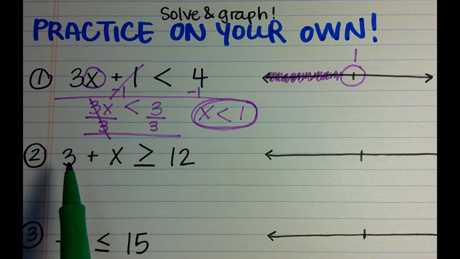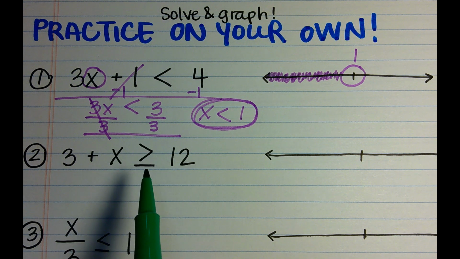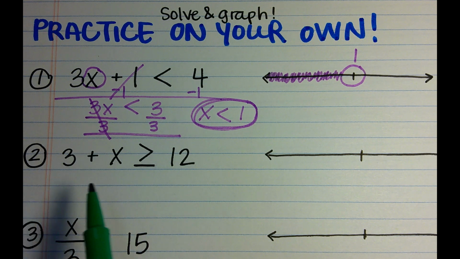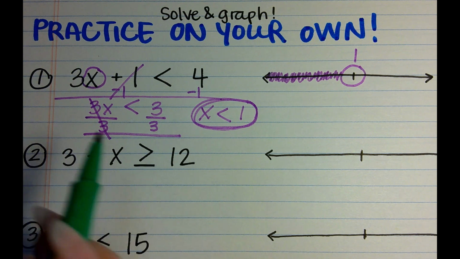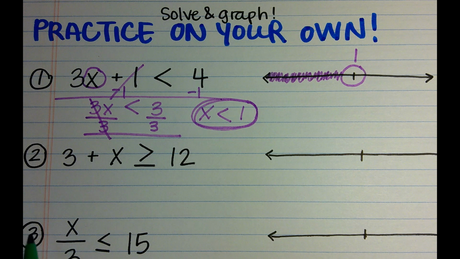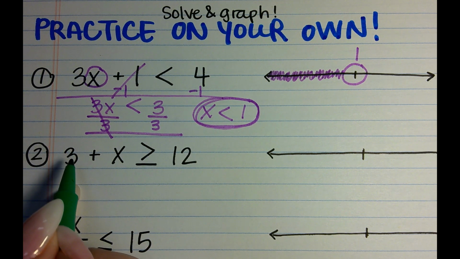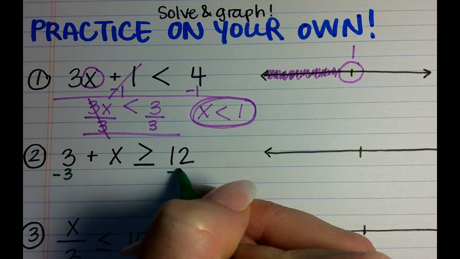Number 2, I have 3 plus x is greater than or equal to 12. You subtract 3 on each side. Yes. Now, how did you know we were going to subtract 3 from both sides? Because it's a positive 3. Yes. I have 3 plus x. It's the same thing as x plus 3. When you add, you can switch them around. It doesn't matter. The point is, we need to get rid of this positive 3. So to do that, we subtract 3 from both sides.